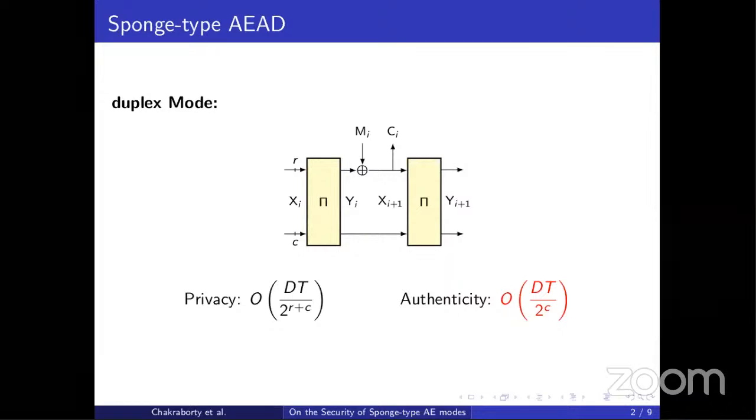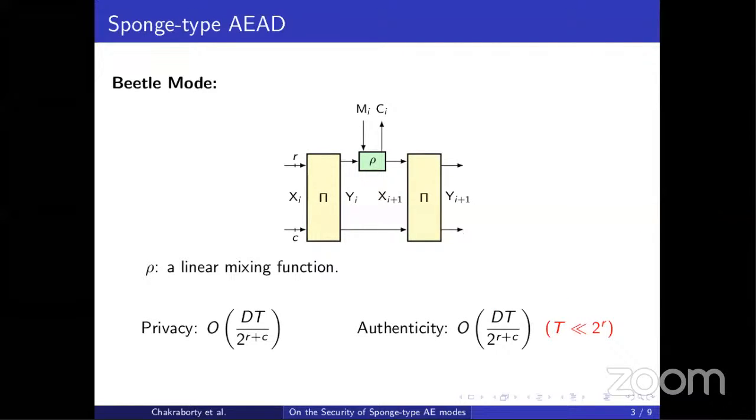It has been proven that the privacy bound for this construction is of order dt by 2 to the power r plus c, where d is the data complexity, or the number of online queries to the authenticated encryption, and t is the time complexity, or the number of offline queries to the underlying permutation pi. Similarly, the authenticity bound has been shown to be of order dt by 2 to the power c. And this bound is not tight. We have not yet found any attack that achieves this bound, so this is still an open problem.